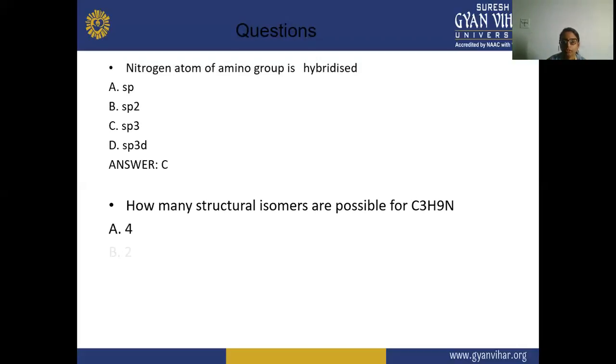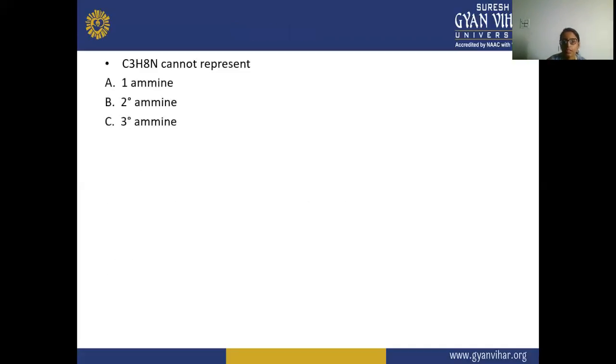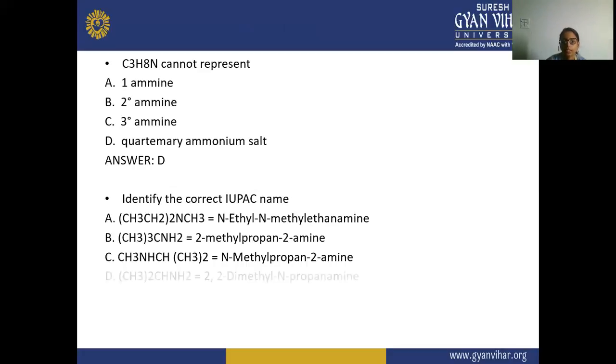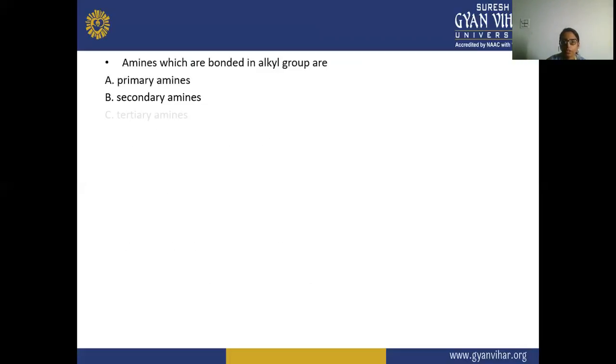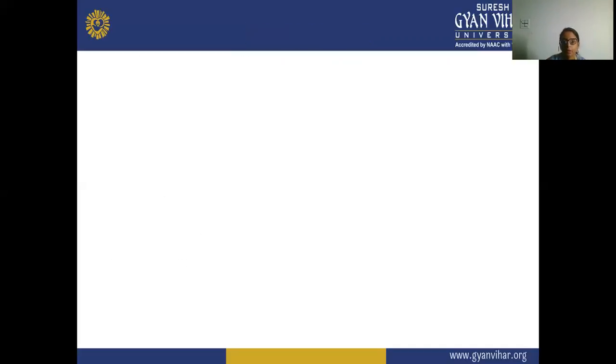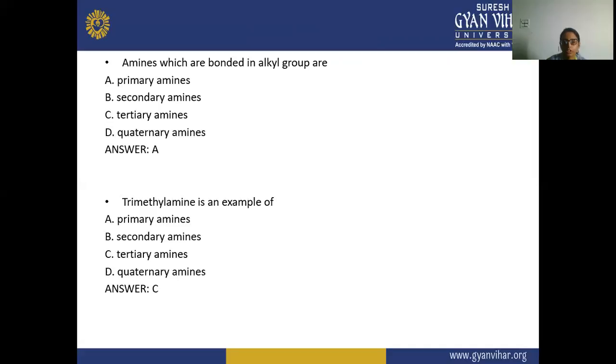Now the questions. The nitrogen atom of the amine is sp3 hybridized. How many structural isomers are possible? 4. Next, which of these is not represented by the amines, that is your functional ammonium salt, and the correct aliphatic name is A. Next, amines which are bonded to alkyl groups are primary, and trimethylamine is an example of a tertiary amine.